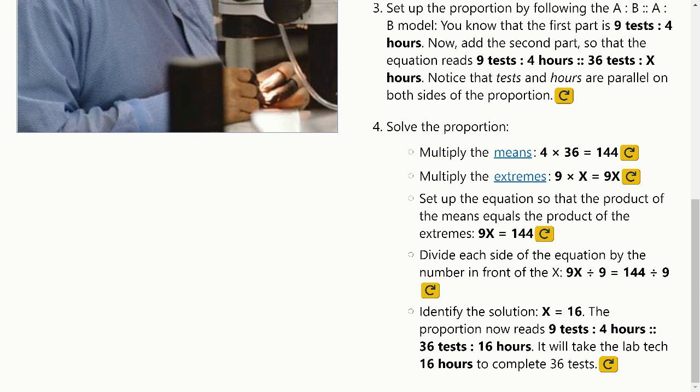So we set the product of the means equal to the product of the extremes. 9x equals 144. You solve for x, and it's 16. So the proportion now reads 9 tests to 4 hours, 36 tests to 16 hours. It will take the lab tech 16 hours to complete 36 tests.